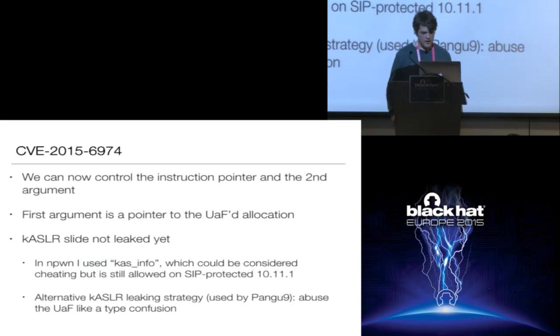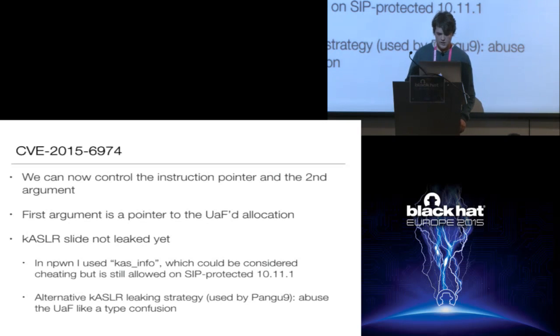In NPwn, I use the CAS info, which could be considered cheating, but it's allowed on C-protected El Capitan. And there are also alternative KASLR leaking strategies. You can just abuse the use after free like a type confusion.